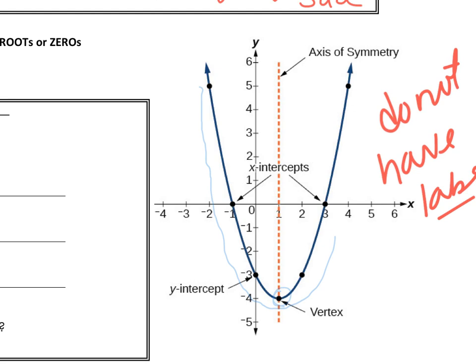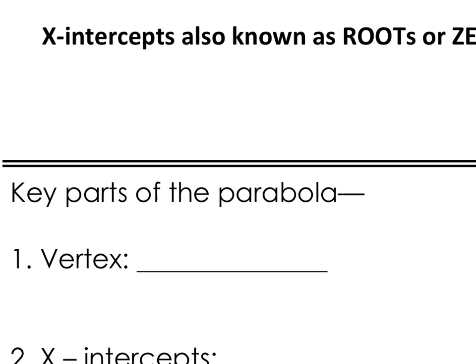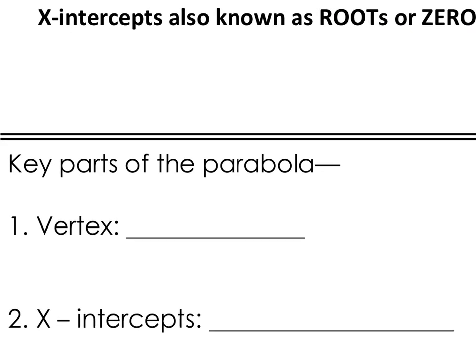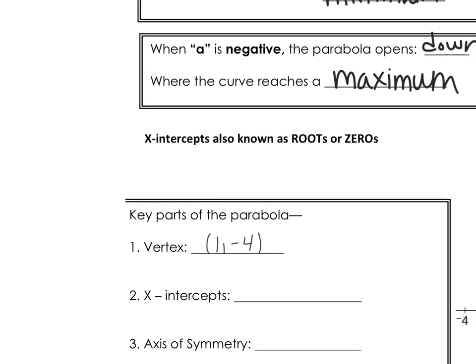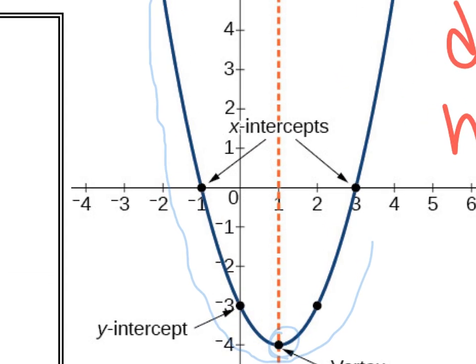Our vertex, if we look at the picture, is (1, -4). So I'm going to write that in. And this is our turning point. You need to remember that's what it's called. It's our turning point. Now we would like to find our x-intercepts. Remember, your x-intercepts is where your graph crosses the x-axis. So if I look, I cross the x-axis at -1 and 3.